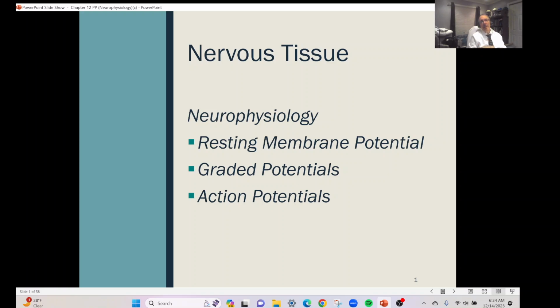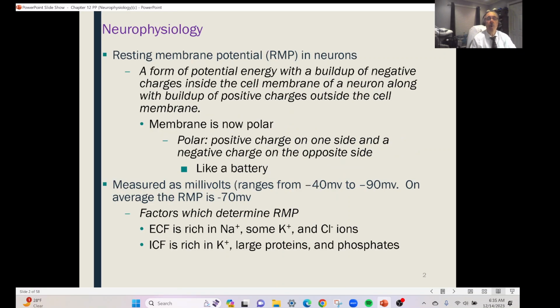Then we're going to take a look at two types of nerve transmissions or nerve impulses. One is known as a graded potential, and then the other one is the actual nerve impulse known as the action potential. But before I can talk about graded or action potentials, we need to know what a neuron looks like at rest. And this is known as the resting membrane potential.